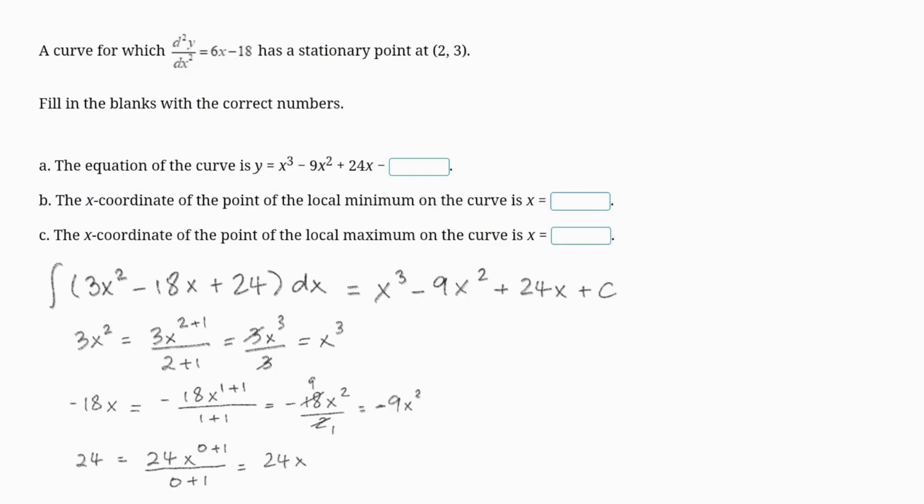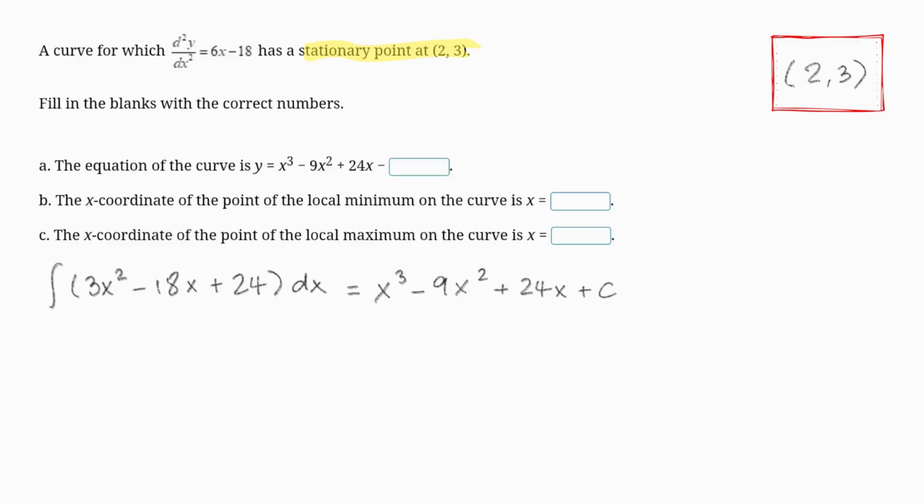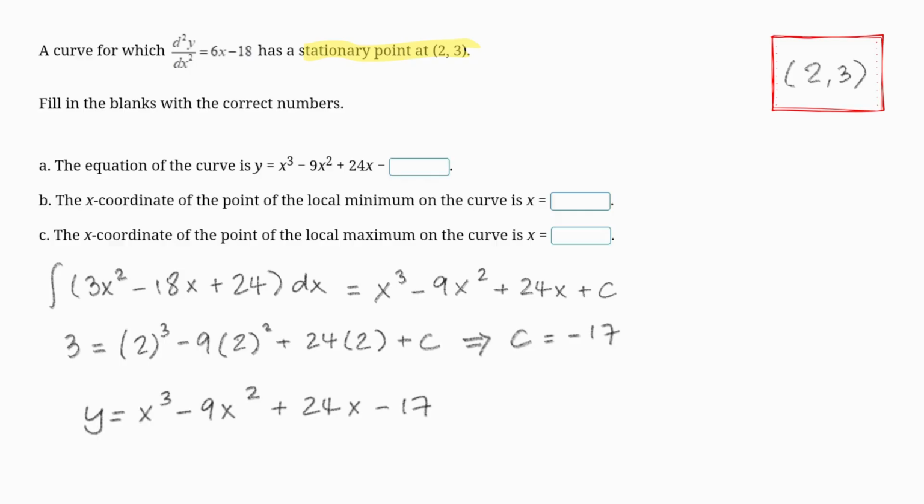c. To find this final c, we use the coordinates 2, 3. When x equals 2, y equals 3. So, 3 equals 2 cubed minus 9 times 2 squared plus 24 times 2 plus c. Solving for c, we get negative 17. So, the equation is y equals x cubed minus 9x squared plus 24x minus 17.